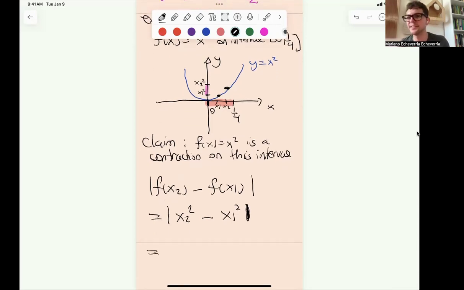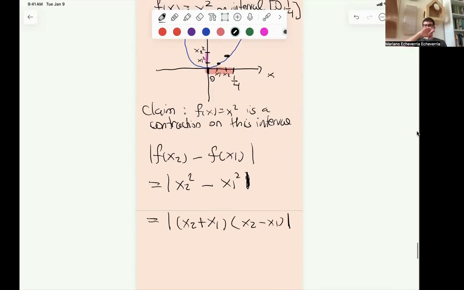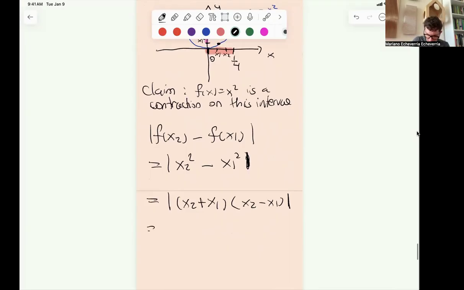What is that? This is a difference of squares formula. So this is x2 plus x1 times x2 minus x1. That is how difference of squares works. And if you remember the properties of absolute value, the absolute value of a product is the product of the absolute values. Okay, let me stop here for a second to see if there are any questions. Is it making sense how I'm manipulating everything?